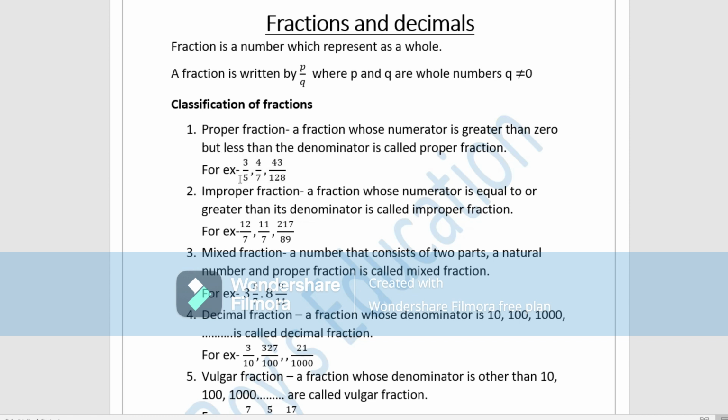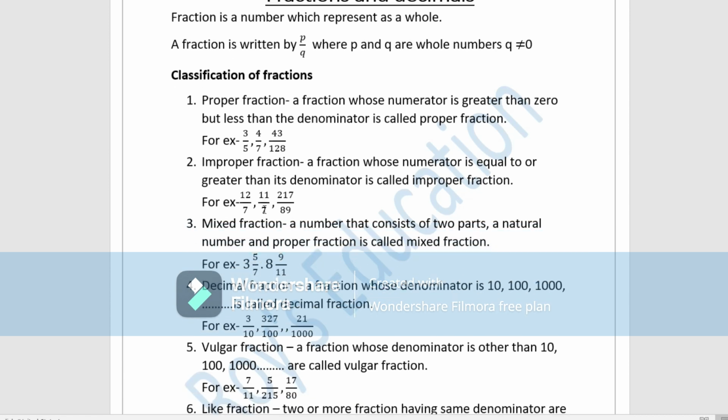For example, 3 by 5. See, 3 is greater than 0 but less than the denominator, because the denominator value is 5. So in 3 by 5, the denominator is greater than the numerator. In that case, the fraction will be a proper fraction. Again, 4 by 7. Here also, if we compare, the denominator is greater than the numerator. Next, 43 by 128. Again, the denominator is greater than the numerator. So these are all examples of proper fractions.